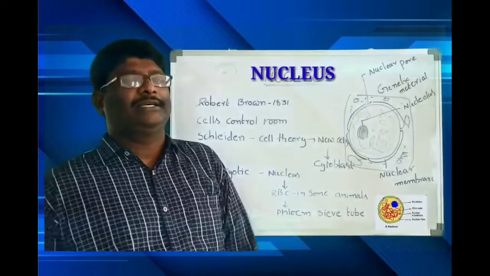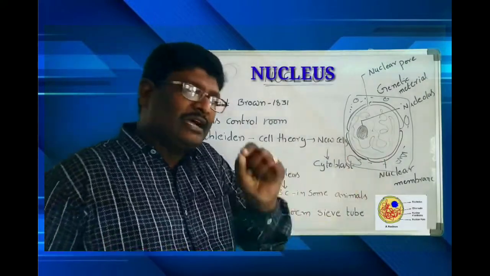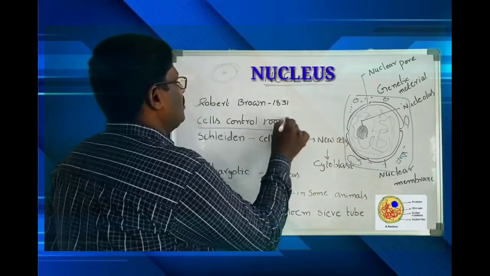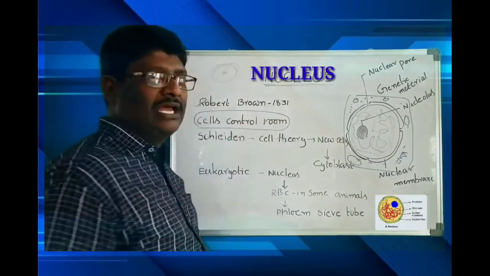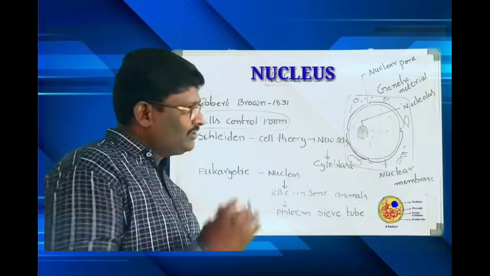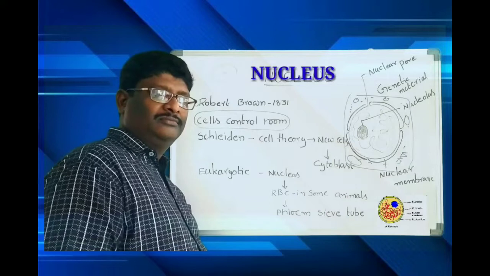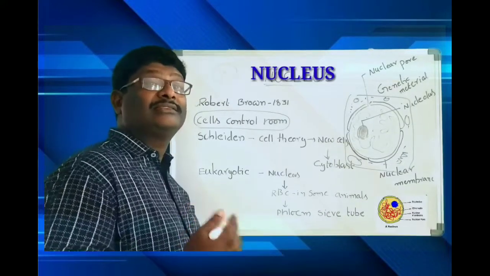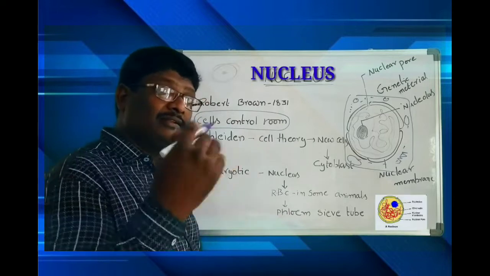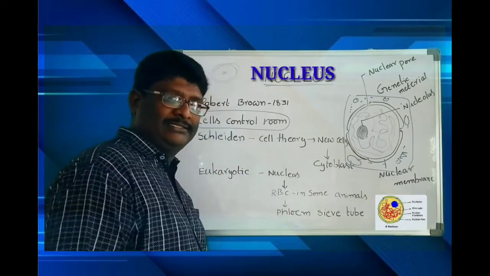So that's the reason this nucleus is also called the cell's control room. The other organelles are controlled by this nucleus. He is the leader of all the other cell organelles.